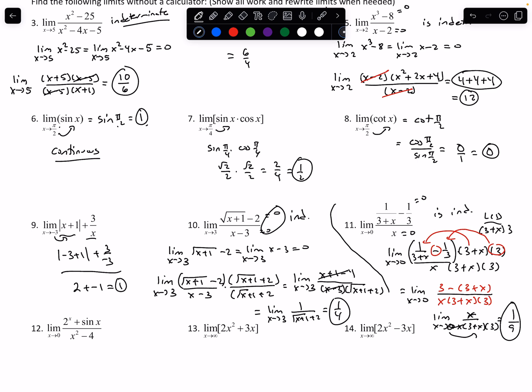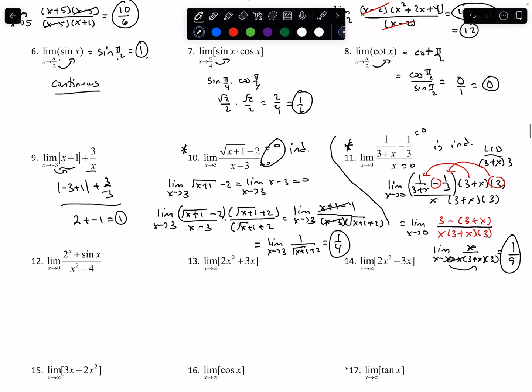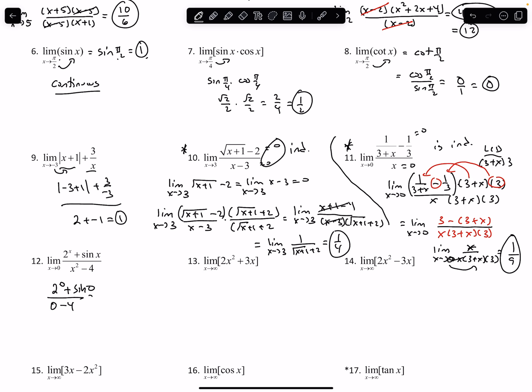So 10 and 11, I will say this: you will see those again. Quiz, test, nightmares. We like those, okay? All right. Next one. Here we go. Number 12. Number 12, this is just a straight plug and chug. If I plug in 0, we get 2 to the 0 plus the sine of 0, which is just 1, over 0 squared minus 4. So that becomes 1 plus 1 over negative 4, or 2 over negative 4. I don't simplify, leave that alone.